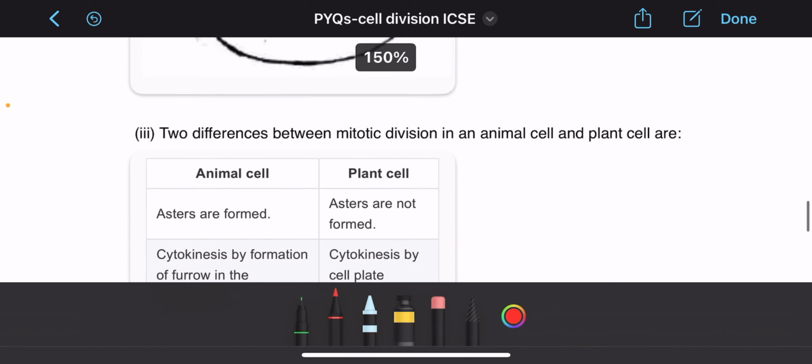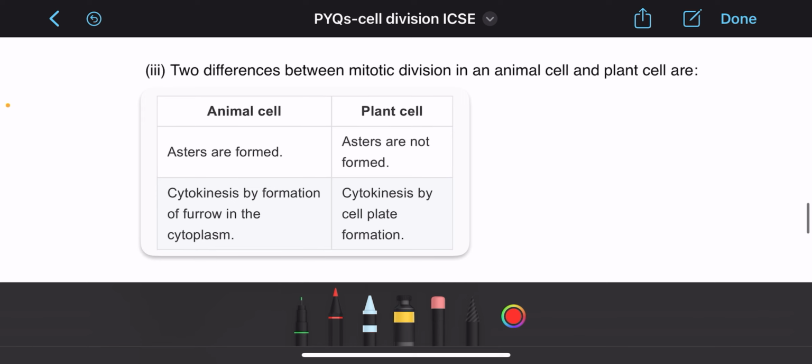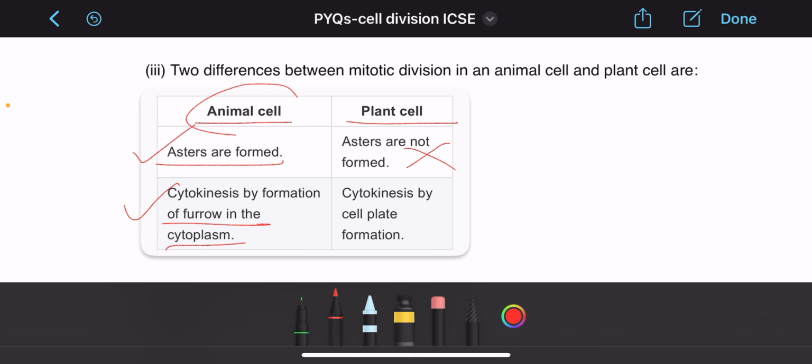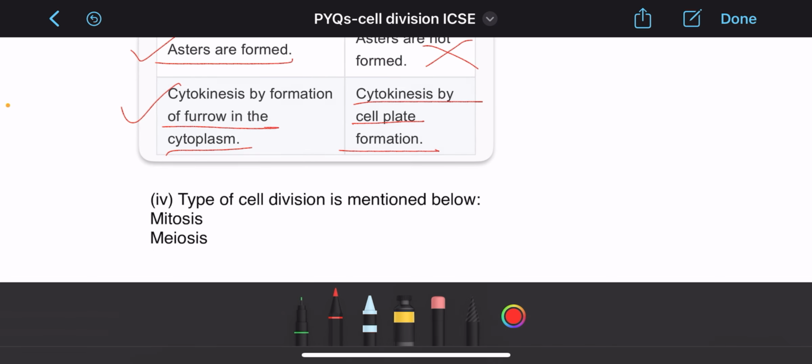The two differences between the mitotic division in animal cell and plant cell: aster rays are formed in case of animal cell because of the presence of centriole, whereas in case of plant cell, aster rays are not formed. Cytokinesis by furrow formation in cytoplasm in case of animal cell. Cytokinesis by cell plate formation in case of plant cell. Now the type of division: in the case of shoot, it was mitosis because it was happening in the somatic cells, and meiosis because it was happening in the germ cells.